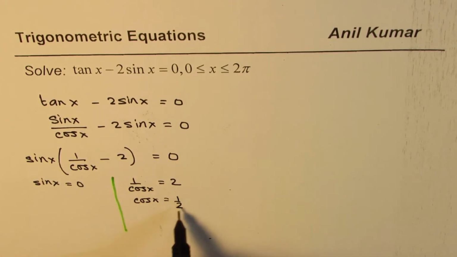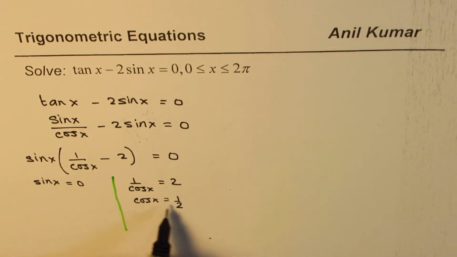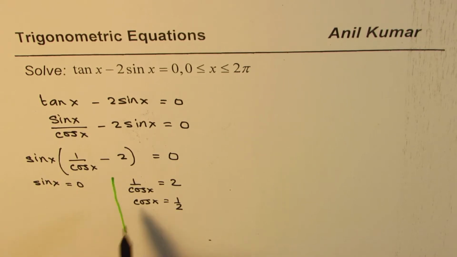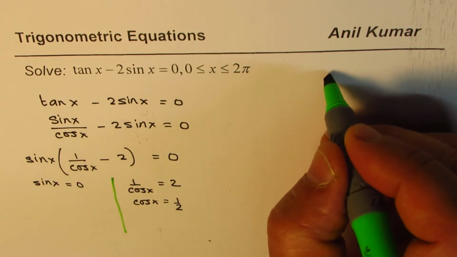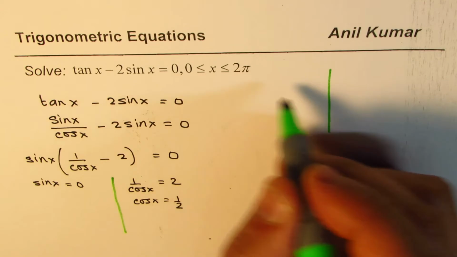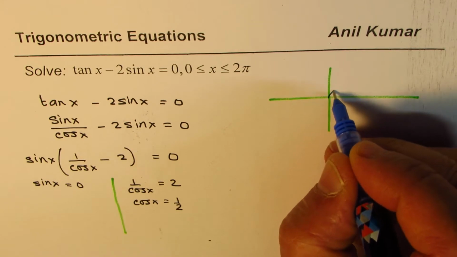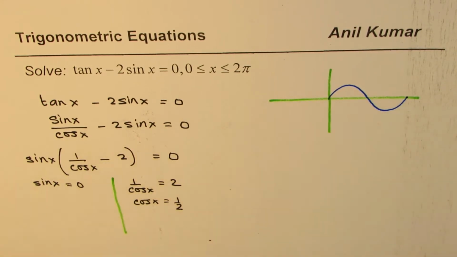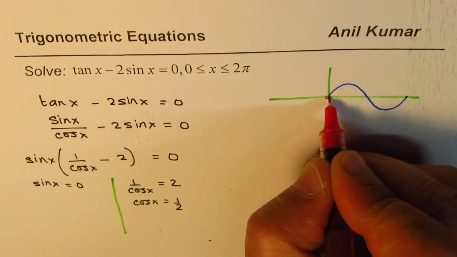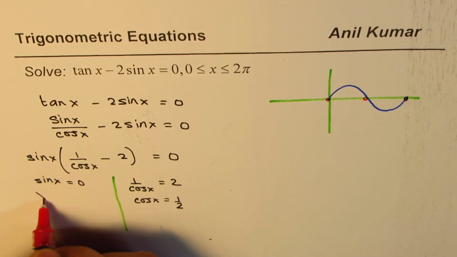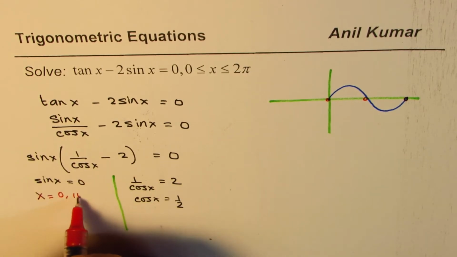Does it make sense to you? Right. So sin x equals 0 and cos x equals half are two solutions for this particular question. So now let's see what are the possible solutions within the domain of 0 to 2 pi. Sin x equals 0. I will sketch the sine graph here and then we'll talk about it. Between 0 to 2 pi, the sine graph is kind of like this. And it is 0 for these 3 points. So we get x equals 0, pi, and 2 pi.